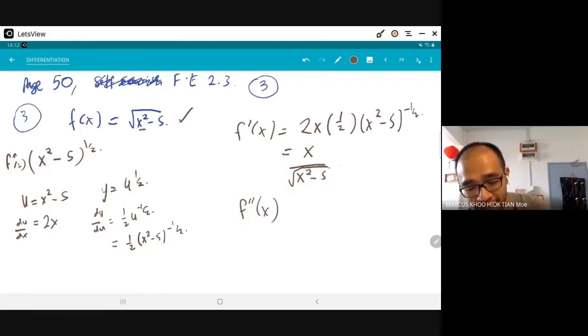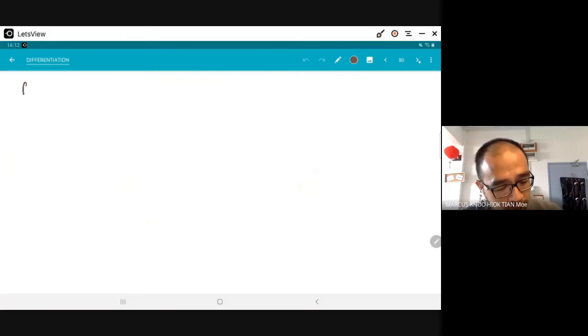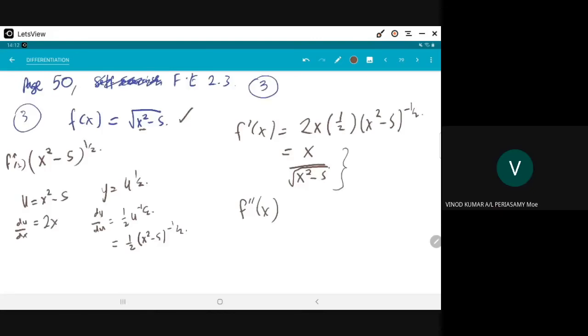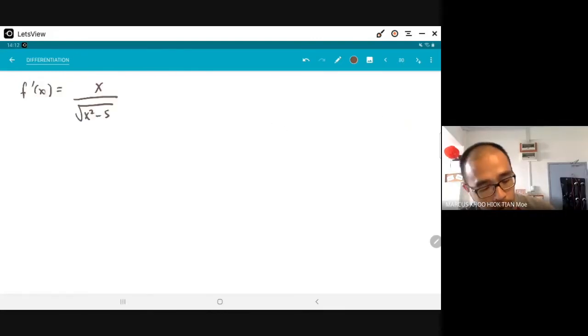So ini adalah yang first punya differentiation lah. Okay, so the f prime x is x over square root of x squared minus 5. Is this correct, everybody, so far? Boleh tak? Yes. Okay, so let's double prime this now.